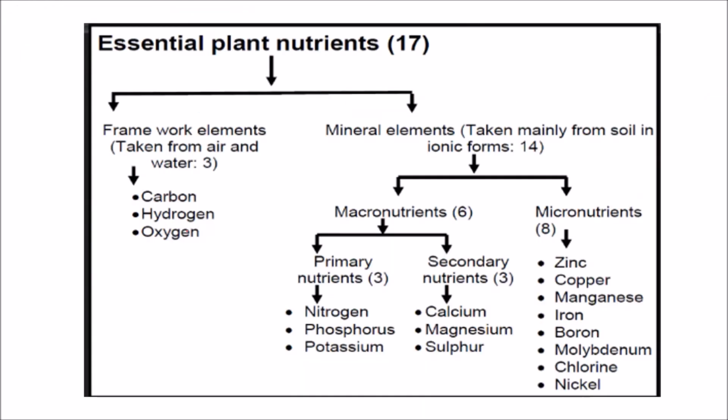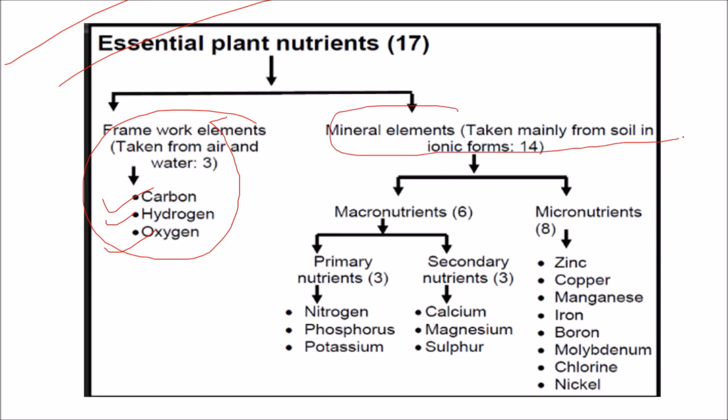So, moving forward, initially, we have 17 essential elements which are important for the plant's nutrition. They are divided into two categories. One is the elements which are taken from the environment, like air, water, and other sources. So this is CHNO that I already talked about in the previous one, that is carbon, hydrogen, and oxygen. Then we have the elements which are taken from the soil in the ionic form.